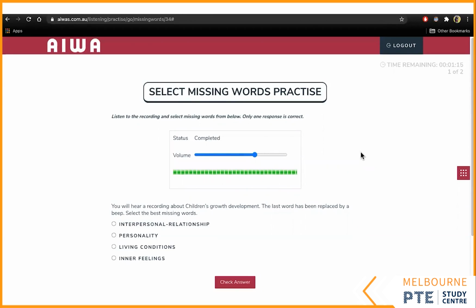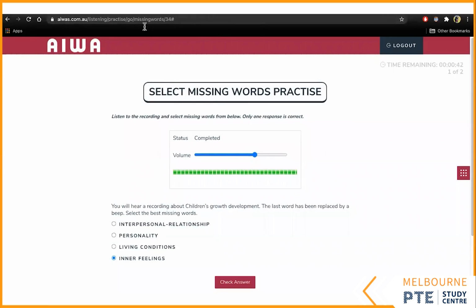Inner feelings. Good. That's the answer, right? Inner feelings. Clear? So what were they saying? That the children learn to understand feelings, and they understand that even if someone is not saying something, their actions might not reveal what their inner feelings are. So inner feelings.